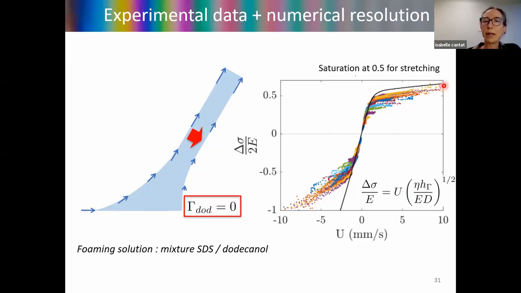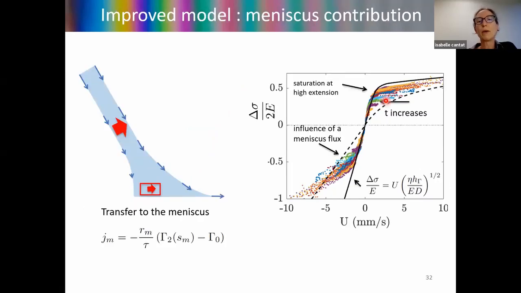So here it's a little bit better, especially because this saturation is predicted without any adjustable parameter, because it depends only on E that we know well for this precise foaming solution, because it has been measured and deduced from the elasticity of the film. So this is a good validation of the model. This has the right slope, but we still have plenty of points not on the curve. So we need to improve the model a little bit.